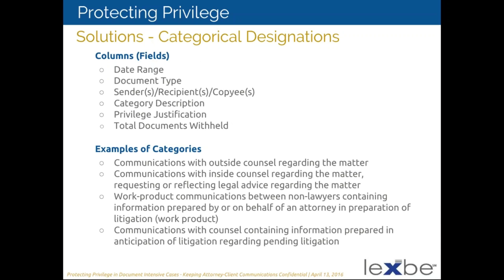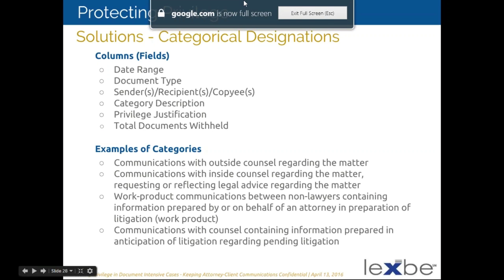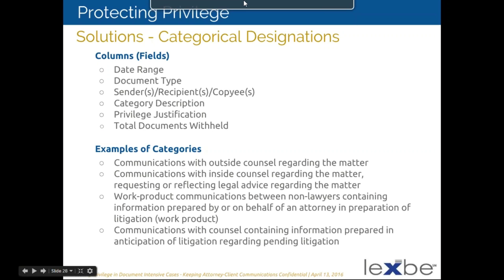What's included in one of these categorical privilege logs, and what does one look like? Well, the fields under New York, as it suggests, would be the date range, the document type, sender, receiver, the category description, privilege, and total documents. What are examples of some of these categories? Well, communication with outside counsel or inside counsel, and with the latter specifying that it had to do with specific legal advice. Work product, communications in anticipation of litigation.